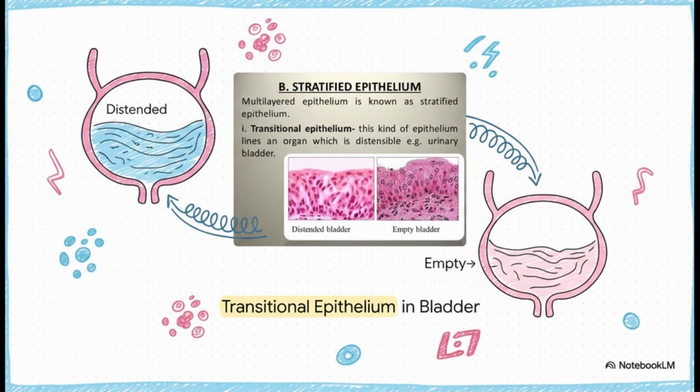Okay, so the absolute crucial point when we switch over to stratified or multi-layered tissues is identifying transitional epithelium. Look at the difference between a distended bladder and an empty one here. Transitional epithelium lines organs that specifically need to stretch out and distend without tearing. So, your urinary bladder is the perfect example.